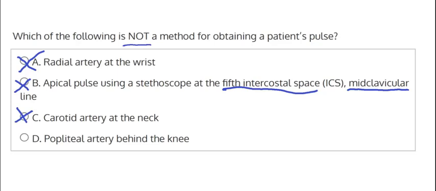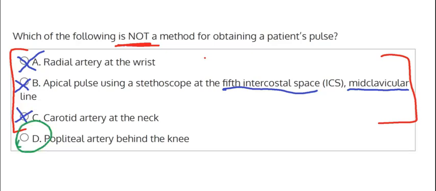And then that leaves us with option D, popliteal artery behind the knee. So that is an actual artery that exists in your body. There is a pulse behind your knee, but it's a little awkward to get to on the patient, and it could be difficult to feel for as well, which means it might not be as accurate also. So this is not a method that we usually would use to assess a patient's pulse, unlike all of these options over here, which are ones that we would use. But since the question is asking which is not a correct method, that means that this is your correct option, option D, which is the popliteal artery behind the knee.